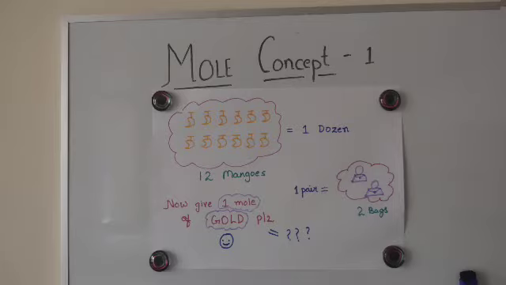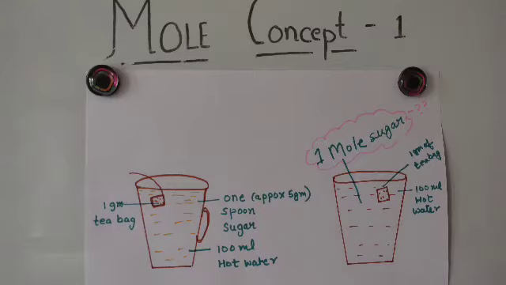Now, give me 1 mole of gold, please. Will you say this to a shopkeeper or a jewelry shop? Will you say, please give me 1 mole? No. Why not? You can demand 1 mole of gold, but the jeweler can't understand, because mole is not a daily life unit.